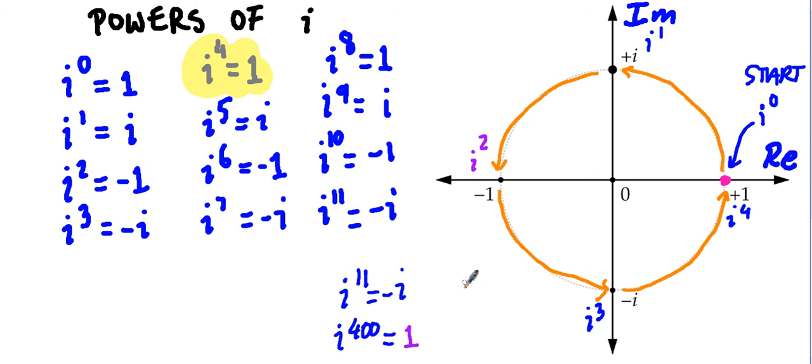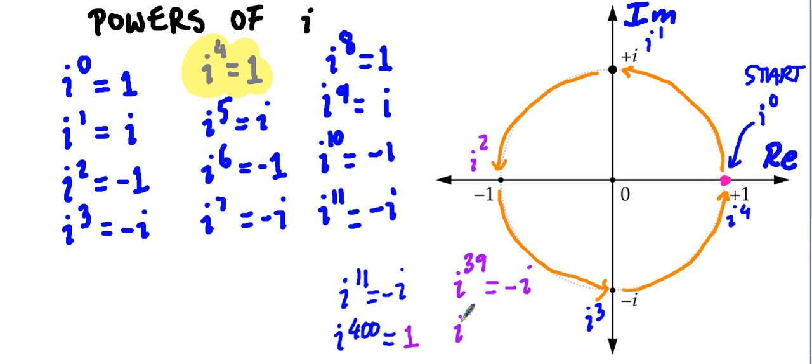Let's say somebody is asking you, what's i to the power of 39? Well, I start here. I know that if I do 40 circles, I'm going to end up at 1. So I will do 1 less. If this is my i to the 40, then I go 1 back. So i to the 39 would be -i.